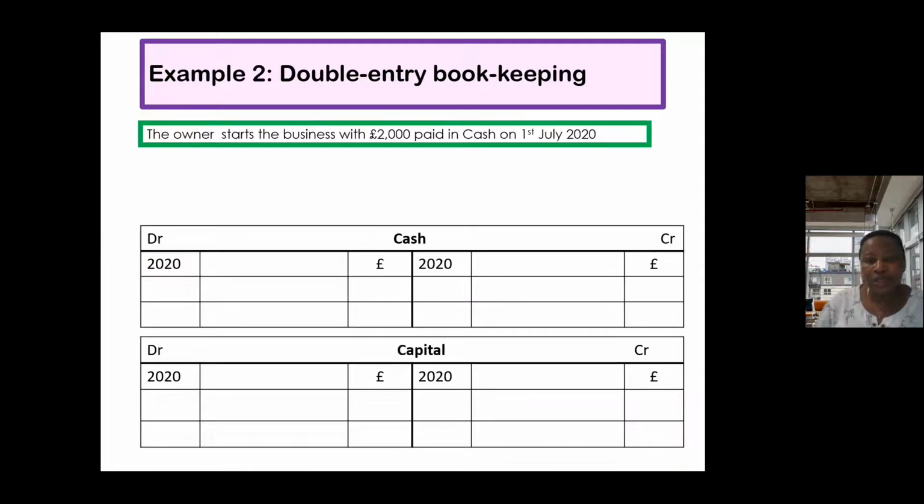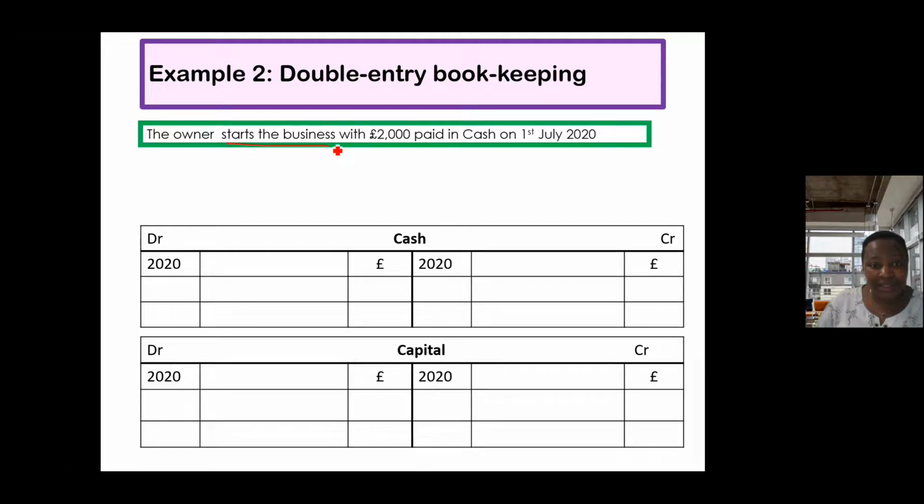So let's try another example. You might want to pause the video and try this yourself. It says the owner starts the business with £2,000 paid in cash on 1st July 2020. Do you want to pause and try that? First thing you want to do is identify the transactions. Say, identify the elements of the transaction.